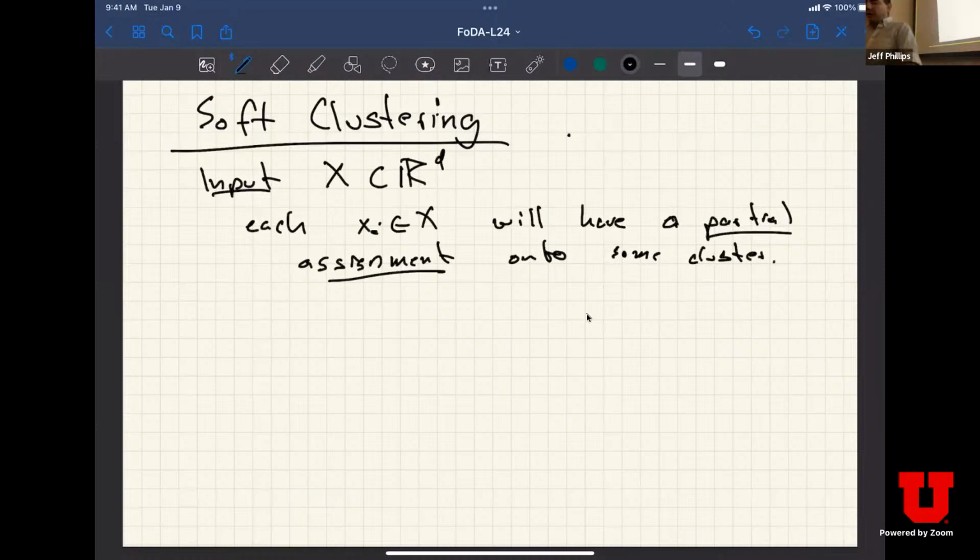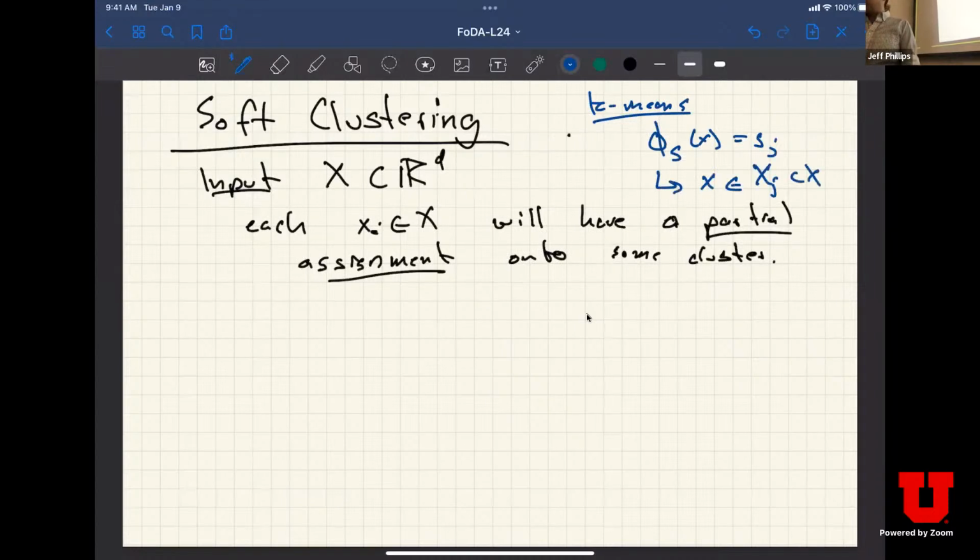Okay, before with k-means clustering, this was where we used this function of x, and it mapped it to some cluster site sj. Okay, and with this site we said, cluster x, this implied x is in this cluster Xj, which is going to be a subset of X. Okay, so that was a hard cluster.